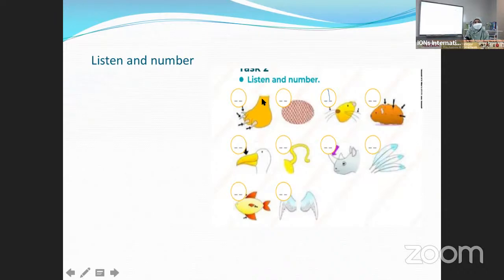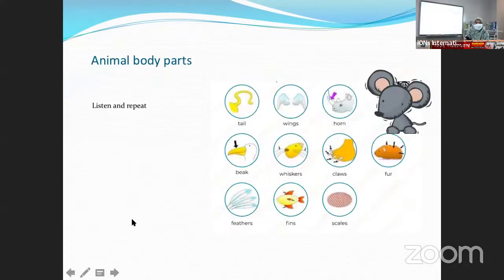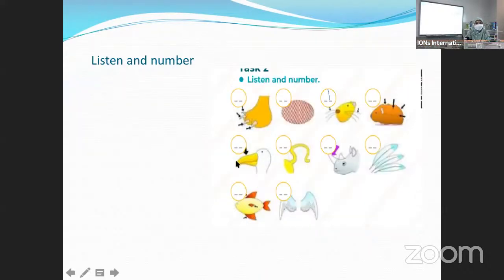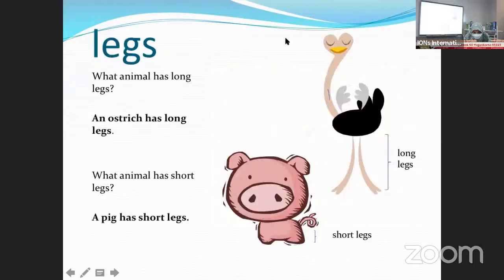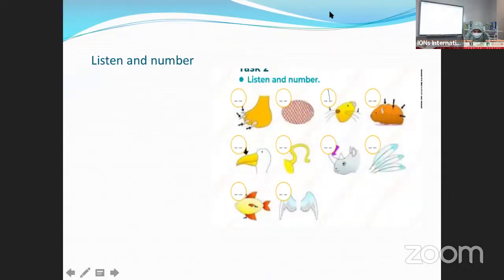Two. Fins. Which one is fins? Is it fins? I forgot which one is fins. We can go back. Miss, I forgot. The fins are here. Fins are a part of the fish. So the next answer is fins. We can put the number 2 on the fins.